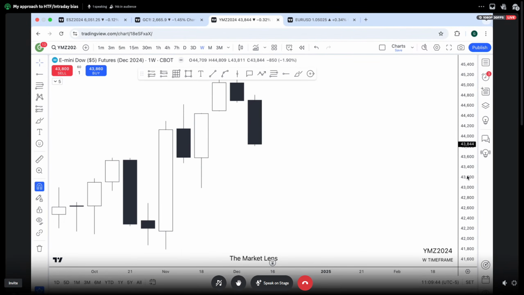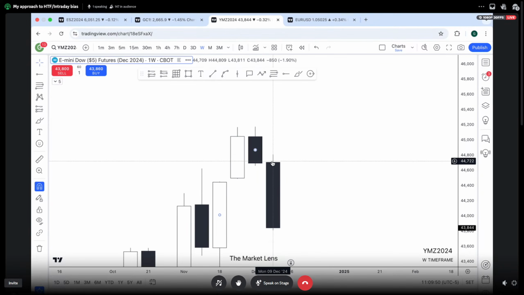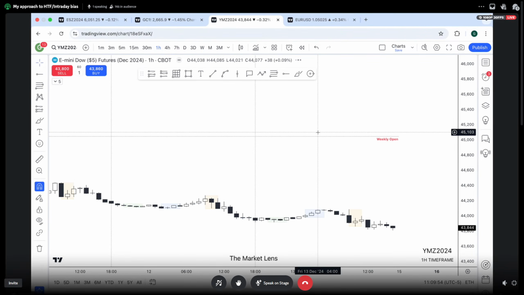You're also using weekly profiles, right? Small opposing run on the weekly time frames, supporting continuation away from that manipulation. So now let's go into some intraday stuff.